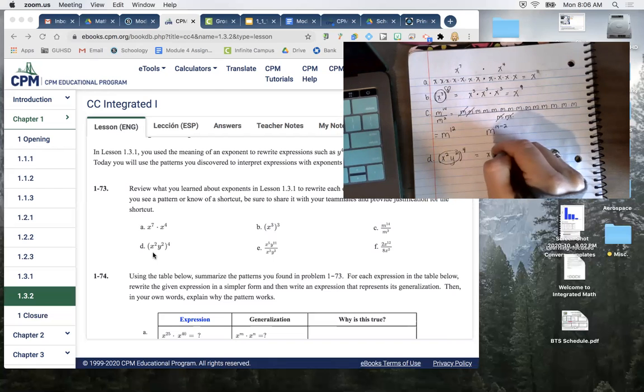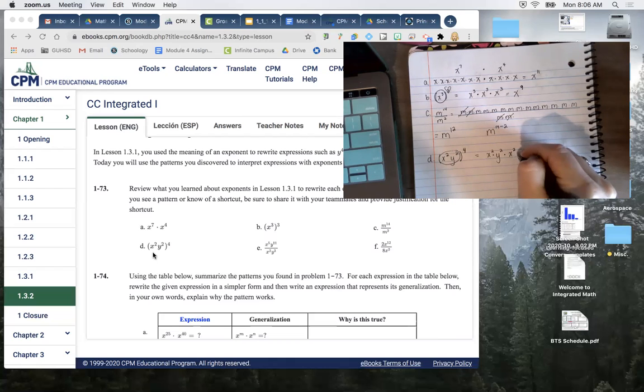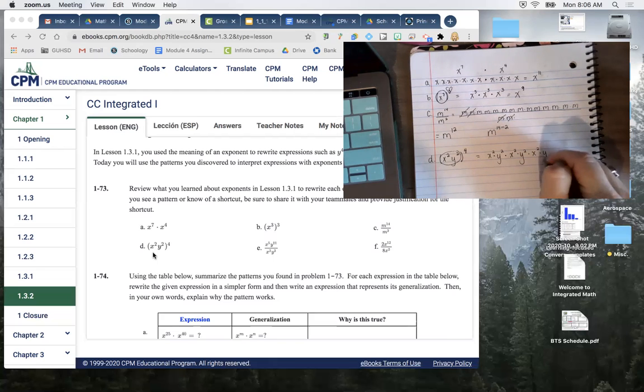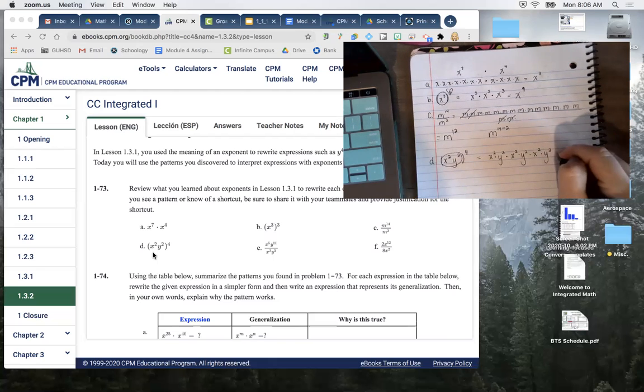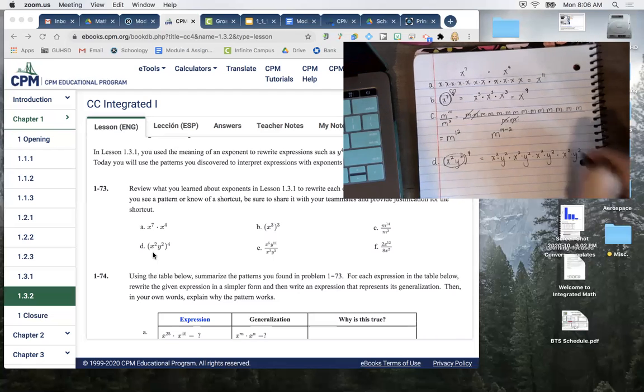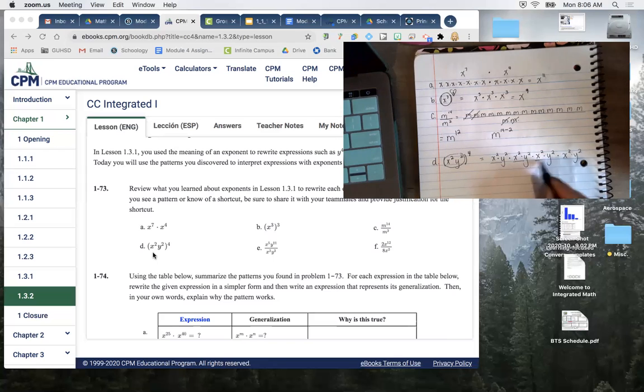So we have x squared times y squared, there's 1 time, times x squared times y squared, there's 2 times, times x squared times y squared, there's 3 times, times x squared times y squared. There's my 4th time. First, second, third, 4th time that I've written that. Now what I do is I count.